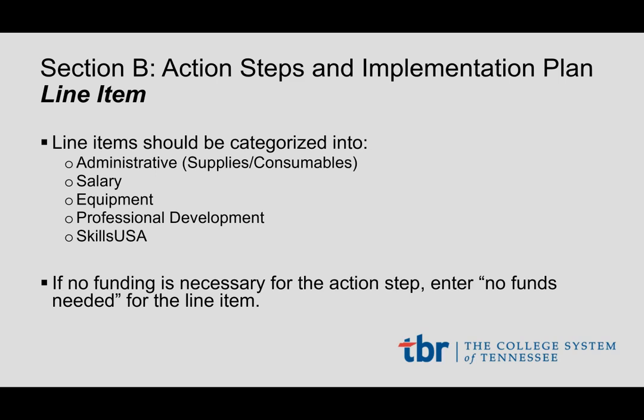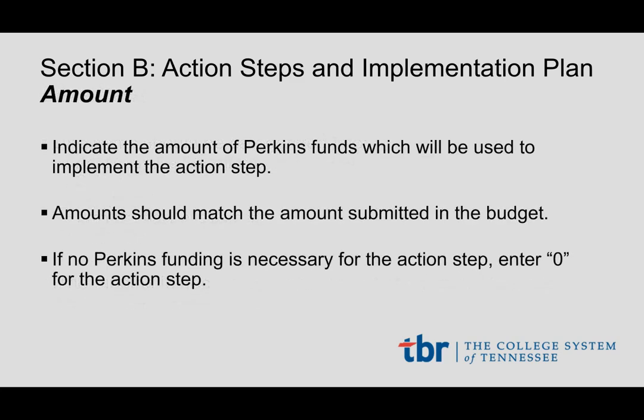Line item. Line items should be categorized into administrative, salary, equipment, professional development, or Skills USA. If no funding is necessary for the action step, enter no funds needed for the line item. Amount. Indicate the amount of Perkins funds which will be used to implement the action step. Amount should match the amount submitted in the budget. If no Perkins funding is necessary for the action step, enter 0 for the action step.